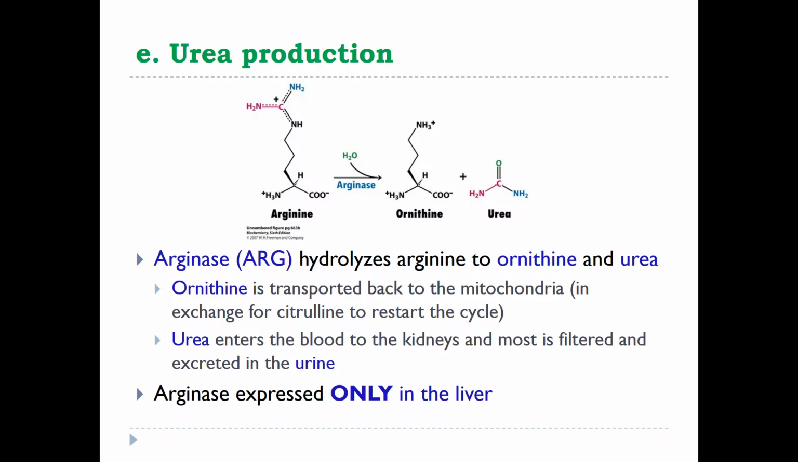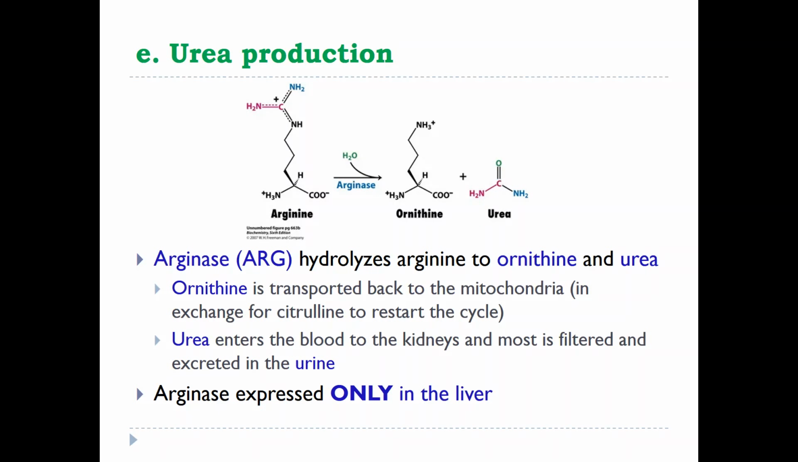The fifth reaction in the urea cycle is the production of urea. So we have finally achieved our goal, which was to convert ammonia, which is a product of amino acid catabolism and highly toxic, into a less toxic and more soluble product, urea, which can then be excreted in the urine. Let's see what happens in this reaction.